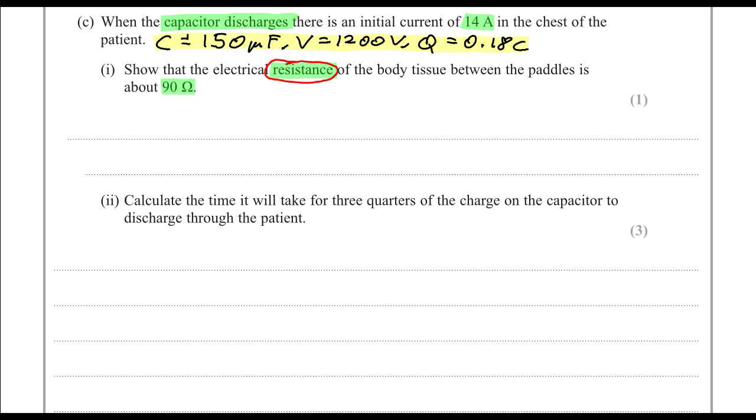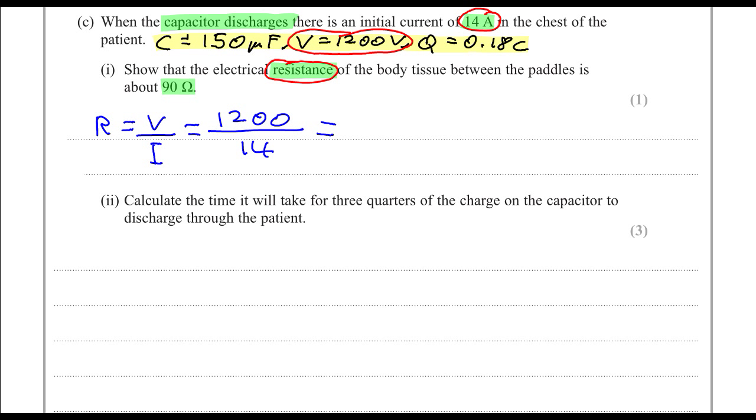So an equation for resistance is R is equal to V over I, and you can see that we have both of those values known, which means we can put them in the equation and we will get 1200 over 14, and this will give 85.7 ohms, which is about 90 ohms as required.